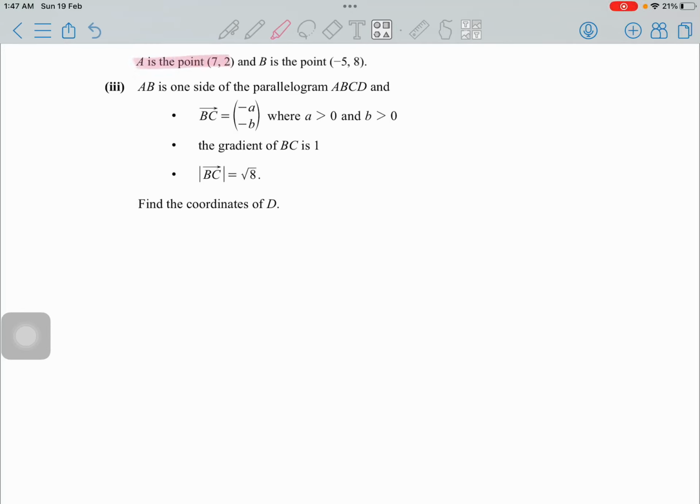Point A is given as (7, 2) and point B is given as (-5, 8). Now they are saying AB is one side of the parallelogram ABCD. So let's try to draw this first.